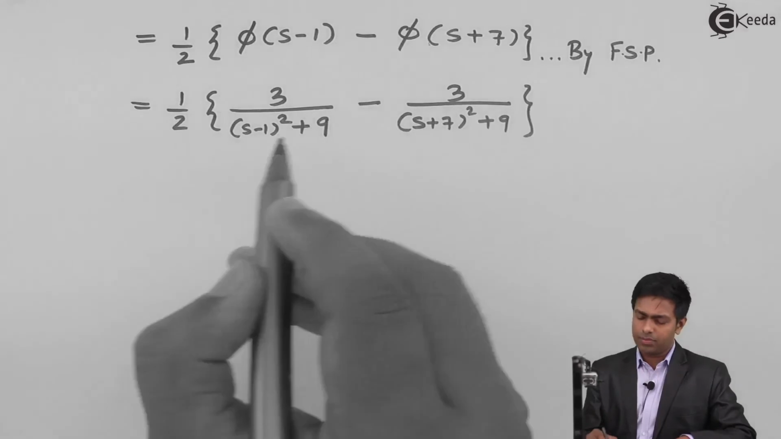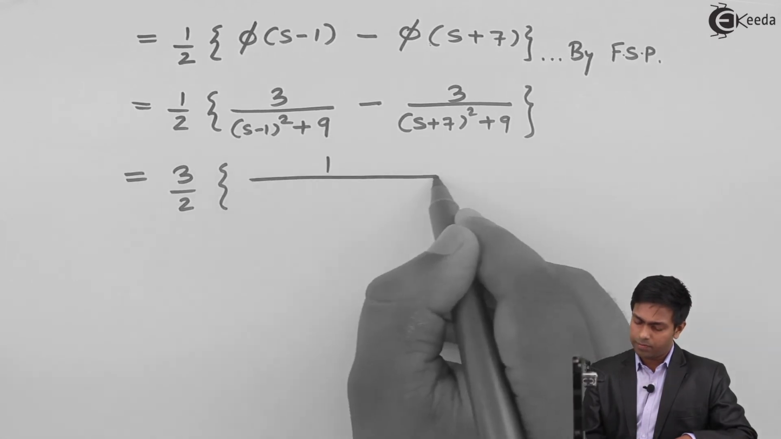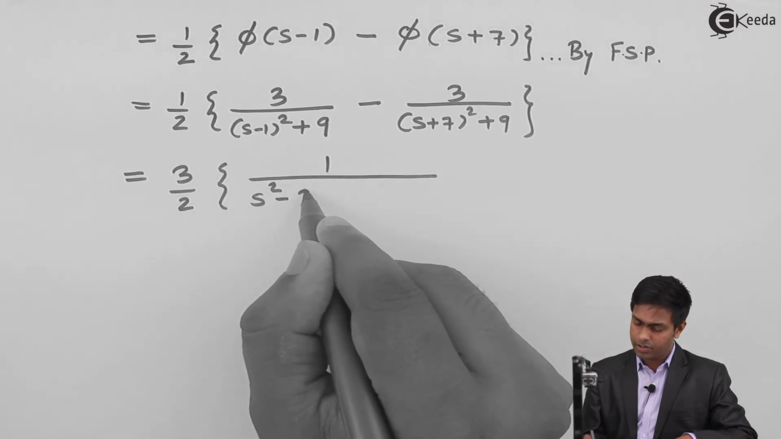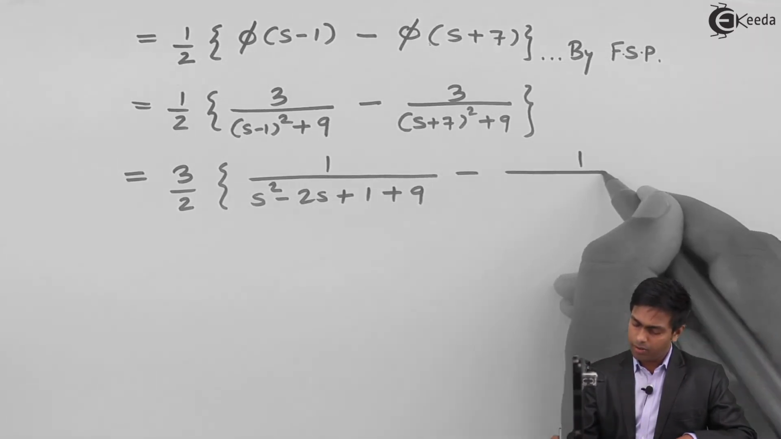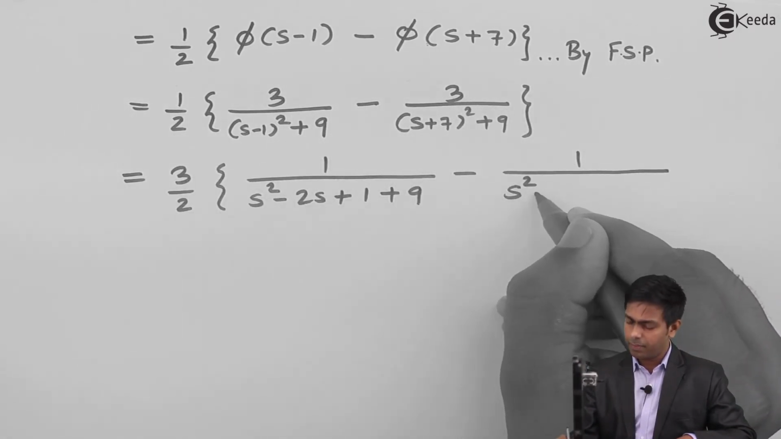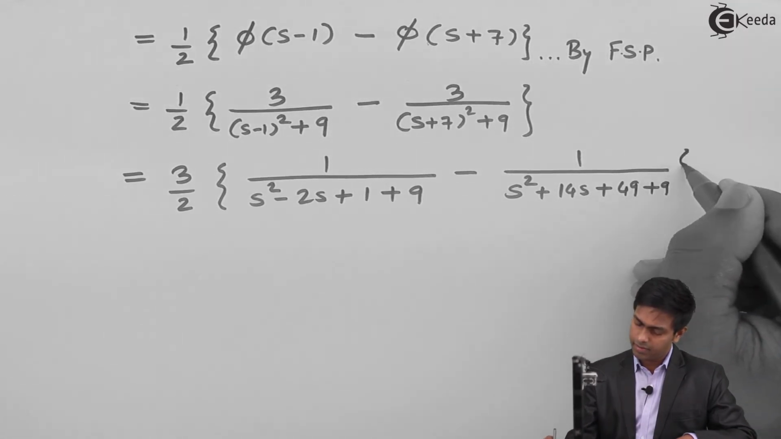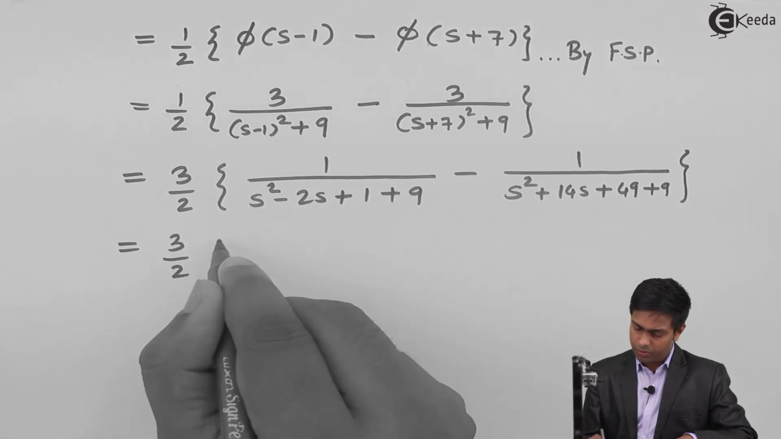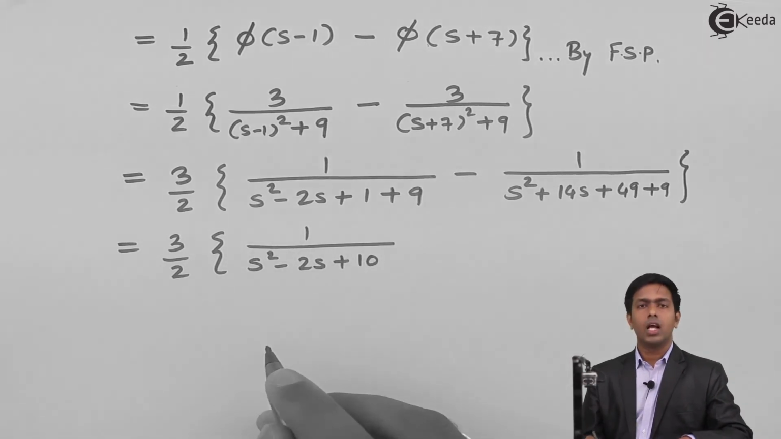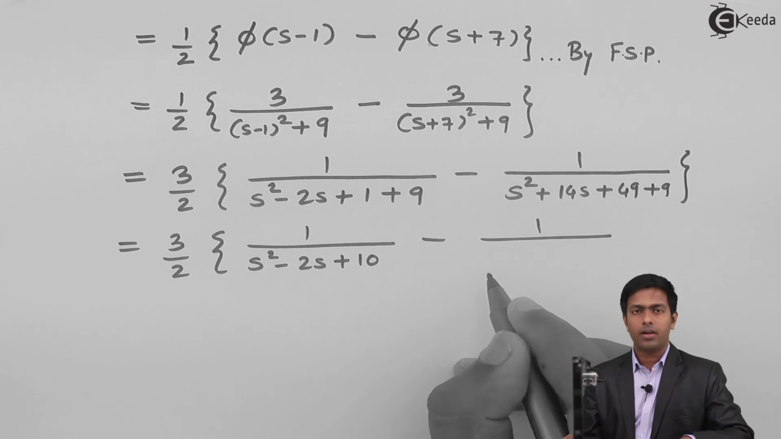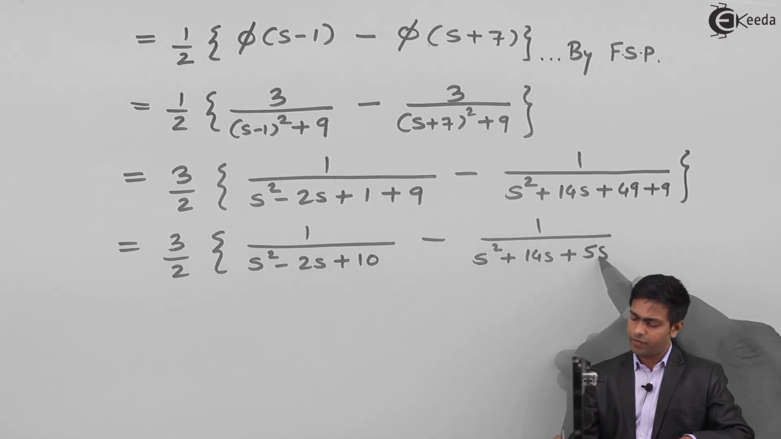Now from these two terms I can take 3 outside, so we'll get 3 by 2 outside. In bracket we'll get 1 upon, this will become s square minus 2s plus 1 plus 9, minus 1 upon, because 3 is outside, s square plus 14s plus 49 plus 9. So that is 3 by 2 into 1 upon s square minus 2s plus 10, and this is minus 1 upon s square plus 14s plus 49 plus 9, that is 58.